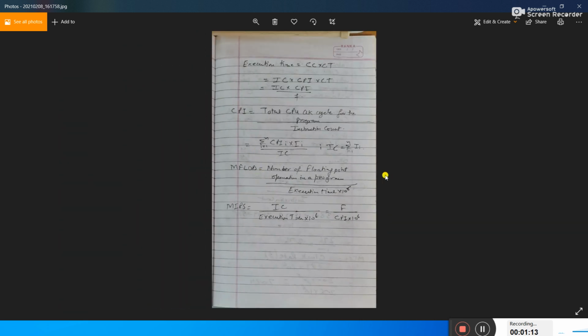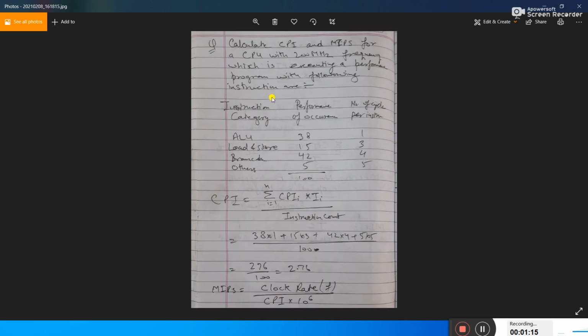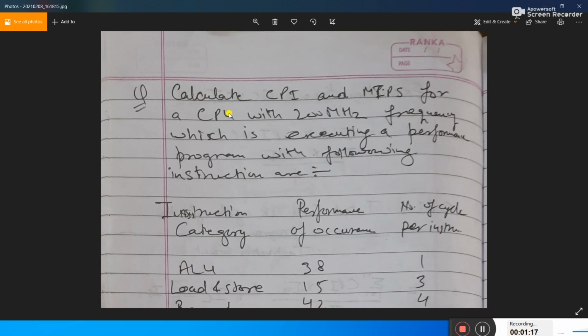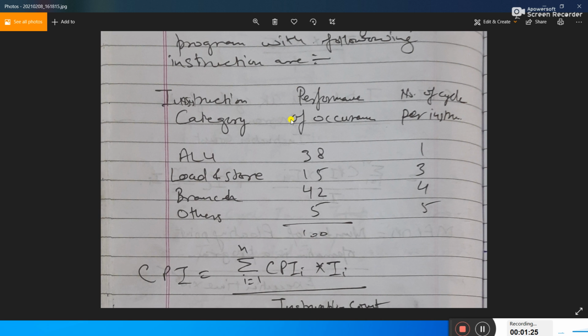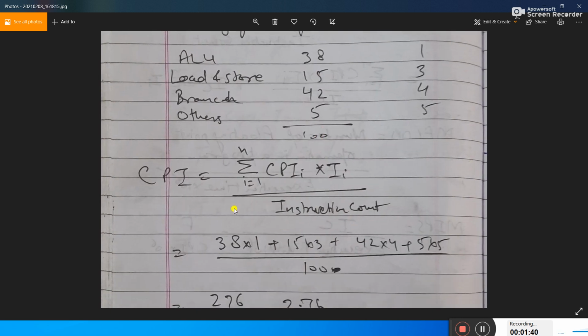Now let's see what the question is. Calculate CPI and MIPS of a CPU with a 200 MHz frequency, which is executing a program with the following instructions. We have different types of instructions. The examiner may give different types of instructions with different numbers of clock cycles, and when we multiply these two things and add them, we get the CPI.